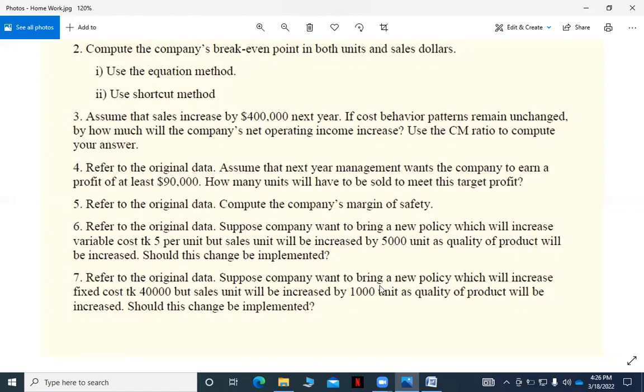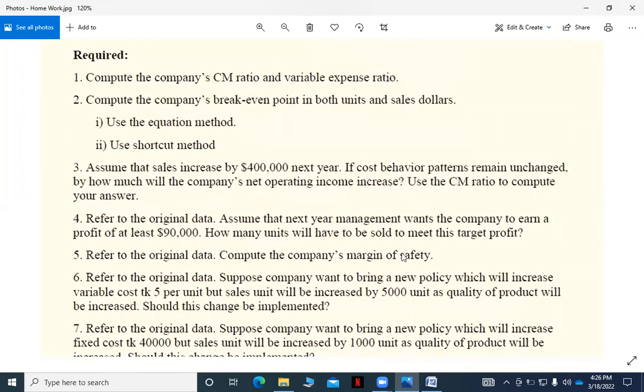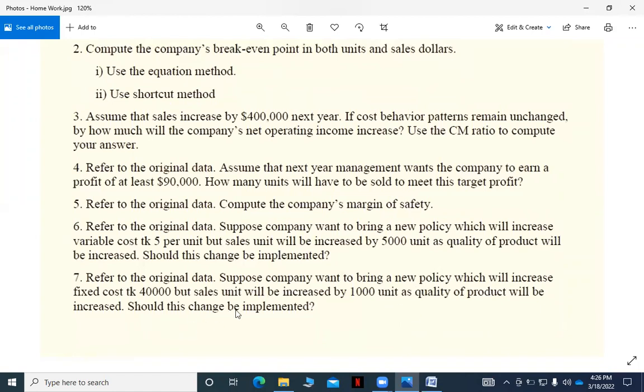And with this 40,000, it will increase the sales by 1,000 units as quality of the product will be increased. So new sale value will be, previously it was 20,000. So the new sale value will be 21,000 and everything will remain unchanged. So variable cost remain unchanged. So let's do it. Let's do another income statement and we'll see whether net operating income is changed or not. Okay, if it is increased from the original data, then we'll implement the policy. Otherwise, we will not implement the policy. So let's do it.